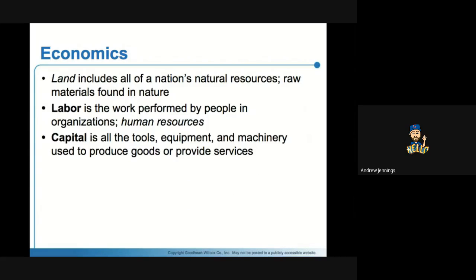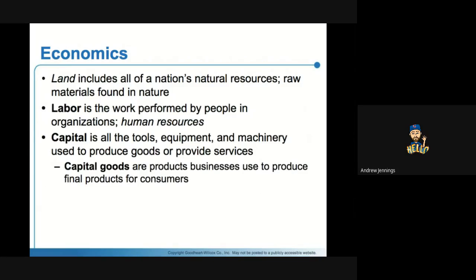Next, we have capital. Capital is basically the tools, equipment, and any machinery that's used to produce goods or provide services. Okay, so things that get the job done, basically. When we talk about capital goods, these are products that are bought by businesses and then used to produce that business's final products for consumers.